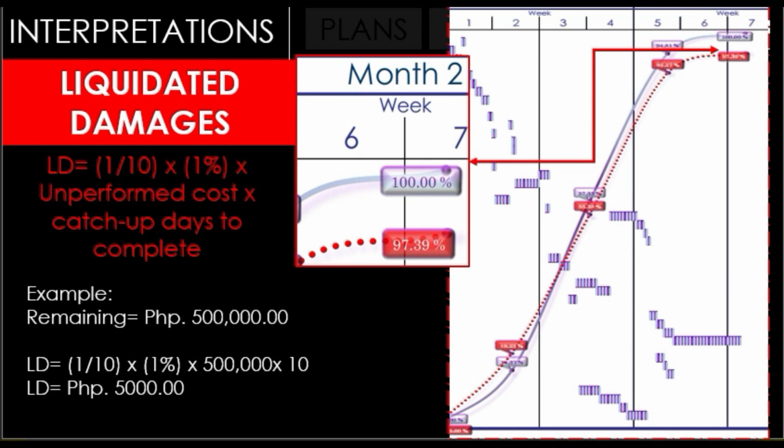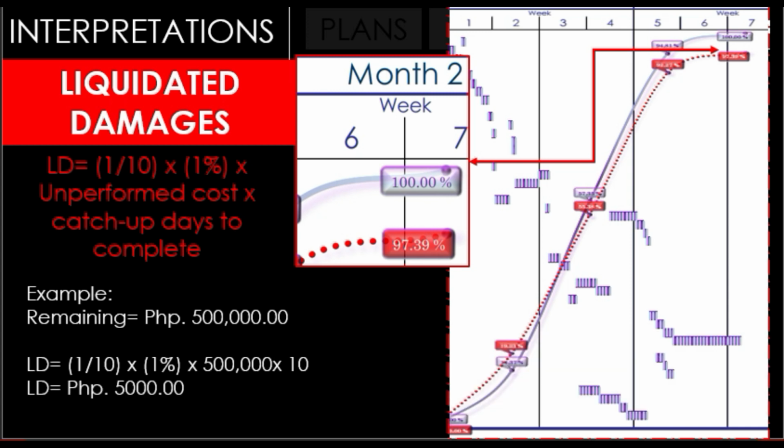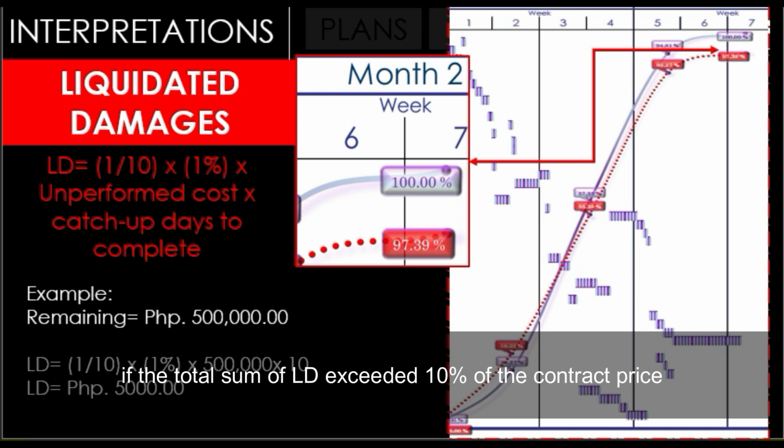But we have limits for liquidated damages. The procuring entity may forfeit the contractor's performance bond and take over the project and award it to another appropriate contractor if the delay exceeds a time duration of 10% of the specified contract time, including time extensions, or if the total sum of liquidated damages exceeds 10% of the contract price.